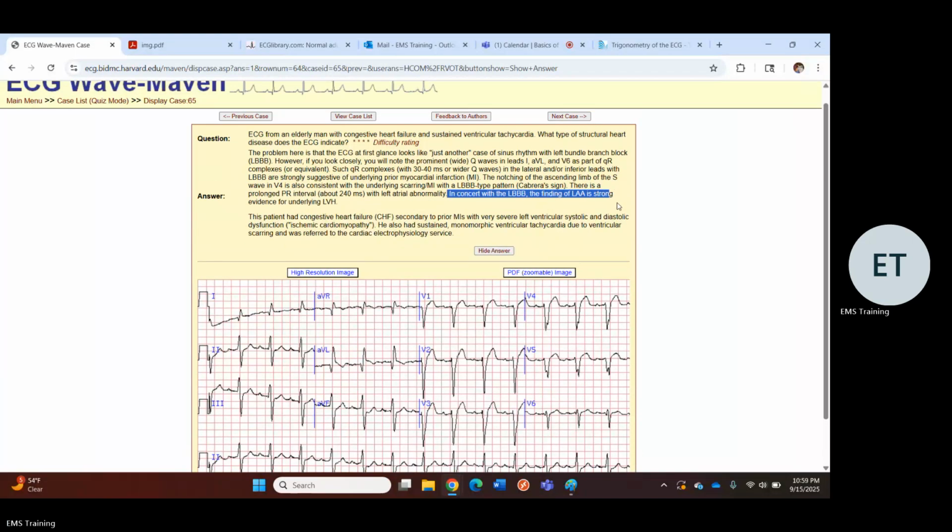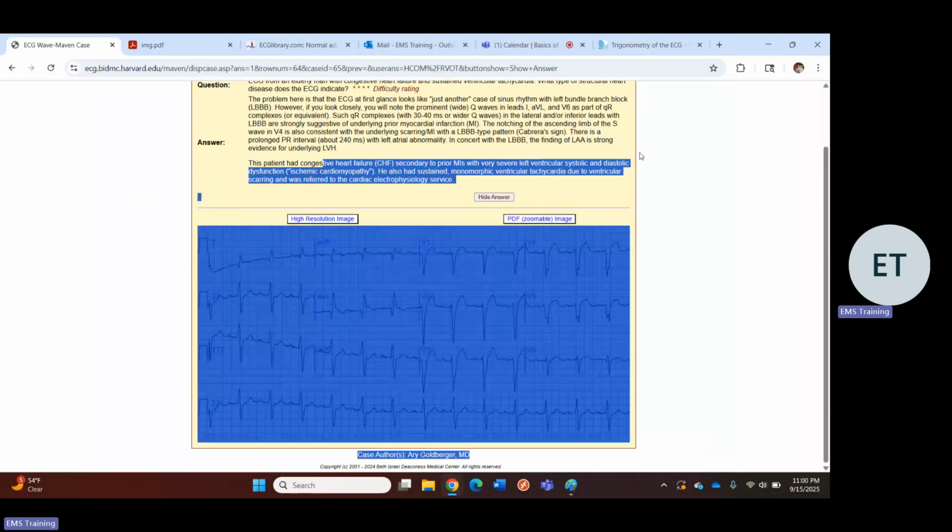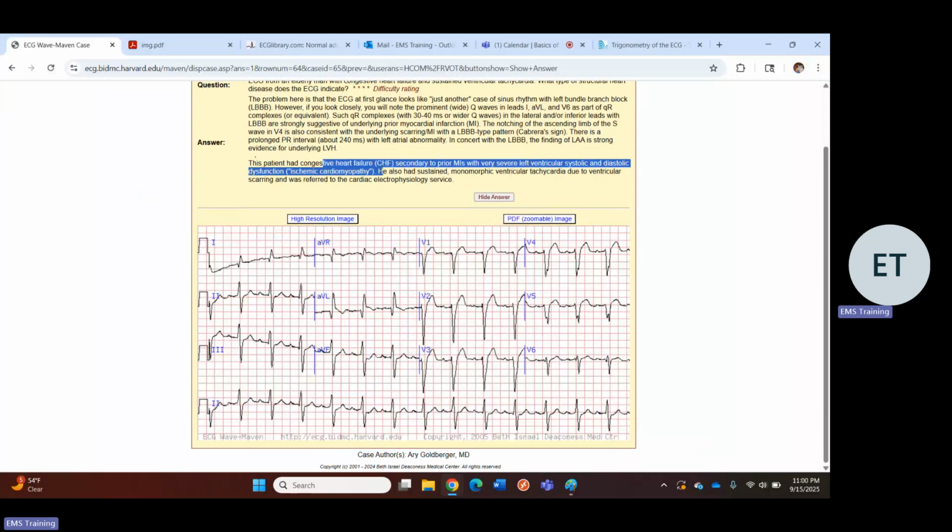Left atrial abnormality, maybe, is strong evidence for left ventricular hypertrophy. We did talk about that. The patient had congestive heart failure secondary to prior MIs with severe left ventricular systolic and diastolic dysfunction, ischemic cardiomyopathy. He also had sustained monomorphic VTAC due to ventricular scarring and was referred to the cardiac electrophysiology suite.